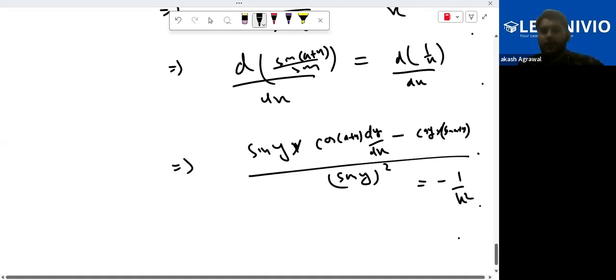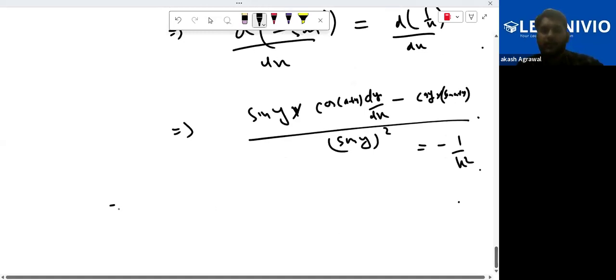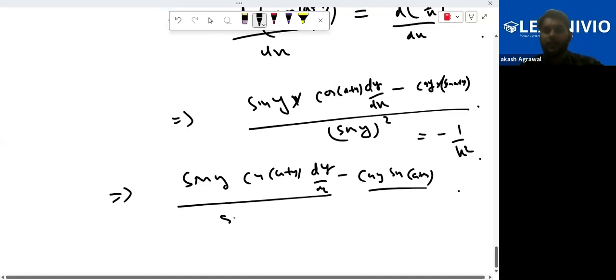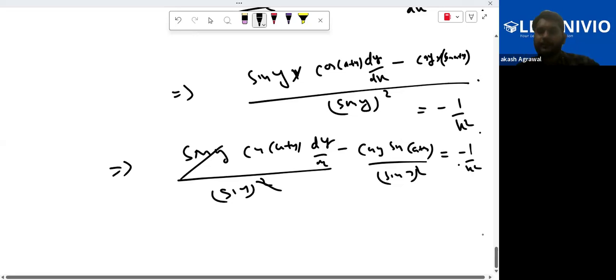Now we have to do a lot of work. I think I did some mistake in reciprocating that. Don't worry. So sin y cos a plus y dy by dx minus cos y sin a plus y divided by sin y whole square is equal to minus 1 upon x square. Sin y and sin y we can cancel. And here we have to open this.